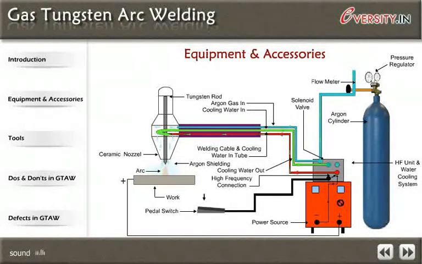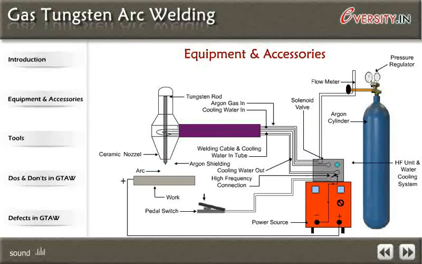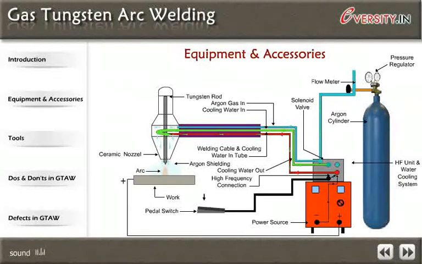When the pedal switch is pressed, the solenoid valve opens, argon gas flows and high frequency starts jumping from the tungsten rod. Welding current flows, generating an arc across the tungsten rod and workpiece. High frequency gets cut off from the system and welding continues. When the pedal switch is released, current gets cut off, the arc extinguishes, and gas flow remains for a few more seconds before it stops.